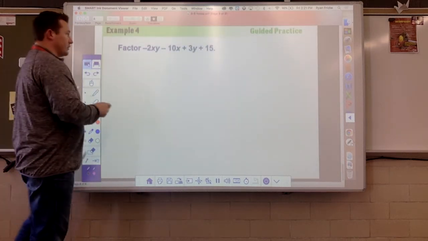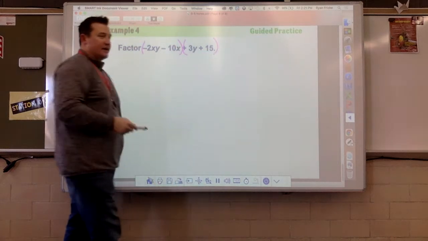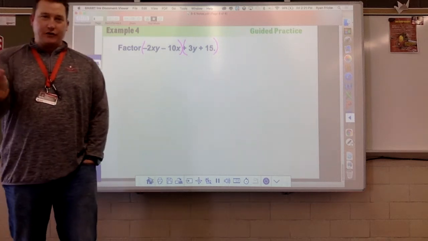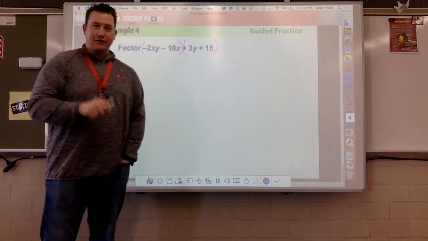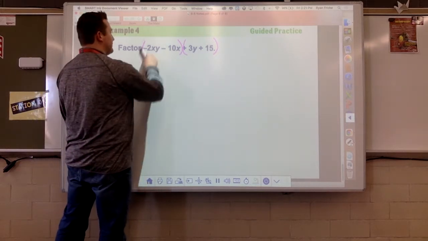Four terms. The only method we have to factor 4 terms is to group them. Group the first 2, group the second 2. You're going to hear me say this 9,000 times. What is my greatest common factor here?